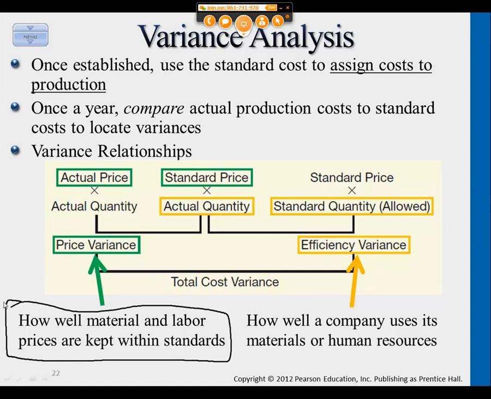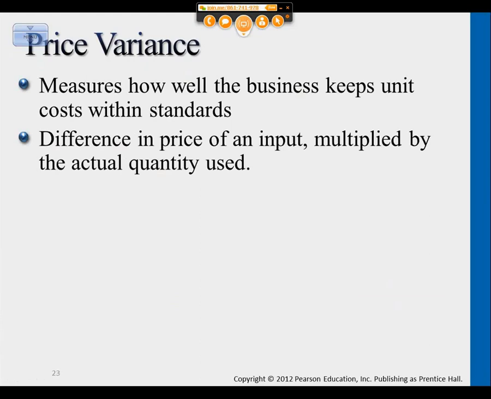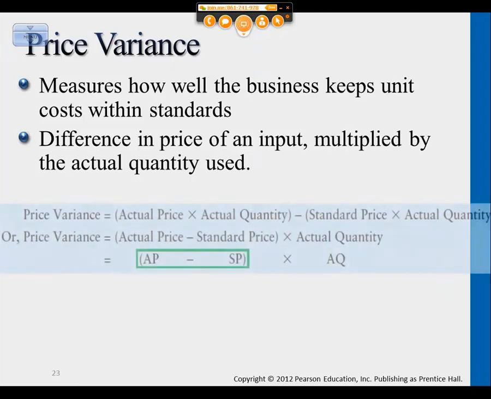Let's look at the price variance for a second. So it's the difference in price of an input multiplied by the actual quantity used. Let me show you it as a formula. Our price variance is the actual price multiplied by actual quantity, less standard price by actual quantity, right? Or if we move them around a little bit and take the actual quantity out, what do we get? We have a difference between the actual price and the standard price multiplied by the actual quantity, right?